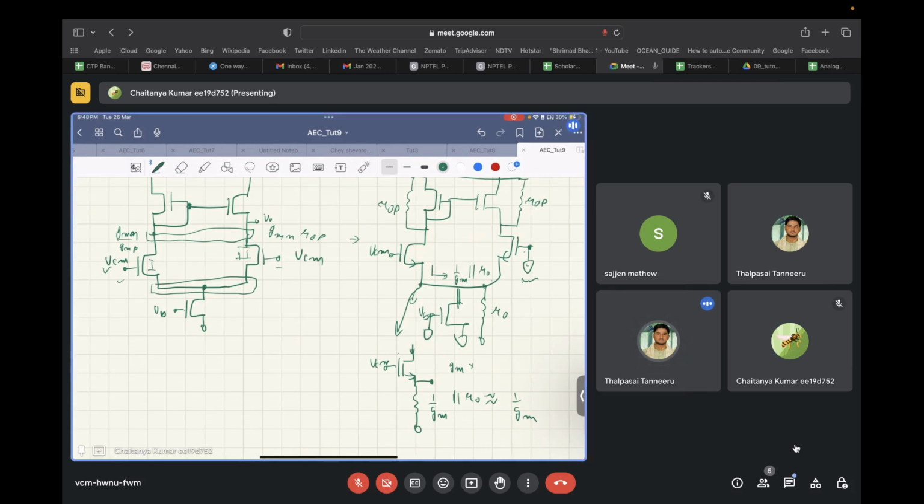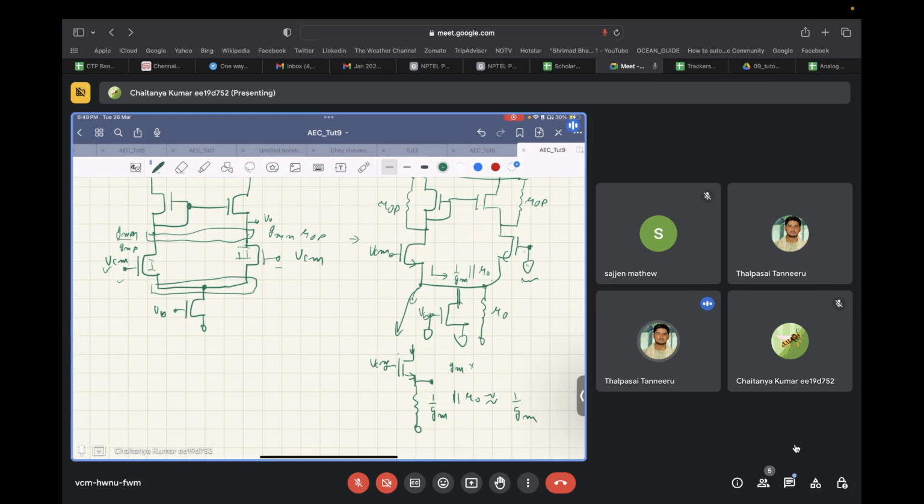Hey, come on, man. This has been discussed so many times. Yes, sir. Sir, it should be unity, sir. How will it be unity? In what case is it unity? Ideal case, sir. What is the ideal case? Oh, okay. R naught will be infinity, sir. If R naught is infinity, what is the source resistance here? 1 by GM, sir. Oh, 1 by GM.